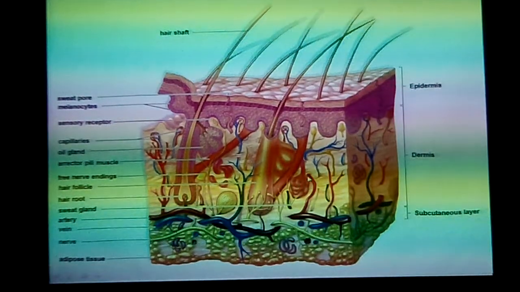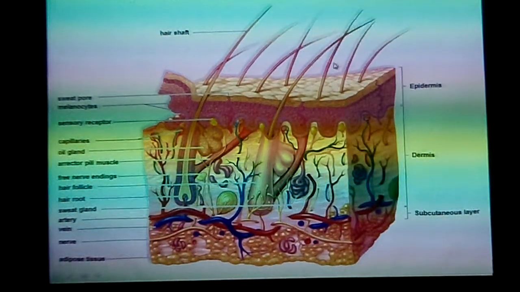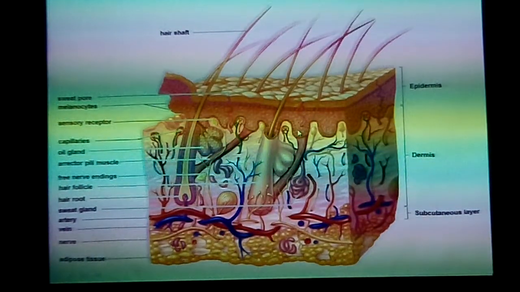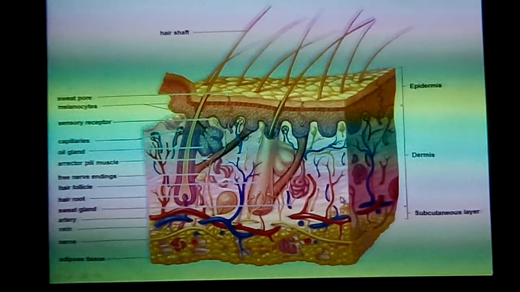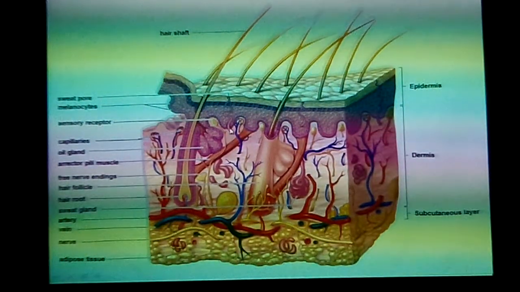And then there's your sweat glands that I talked about before. There's one of them there coiled up that squirts out sweat to cool you. And there's a bunch of blood vessels you see running through here. And there's a bunch of nerves. The yellow things are nerves that can sense.